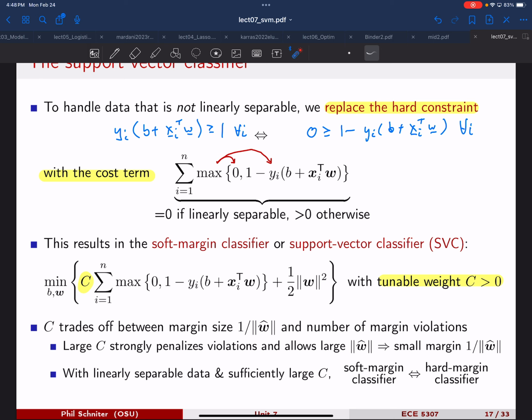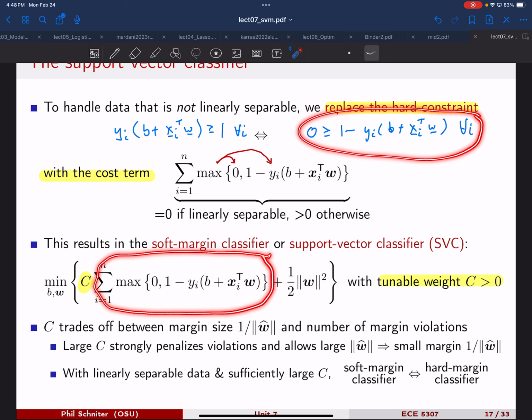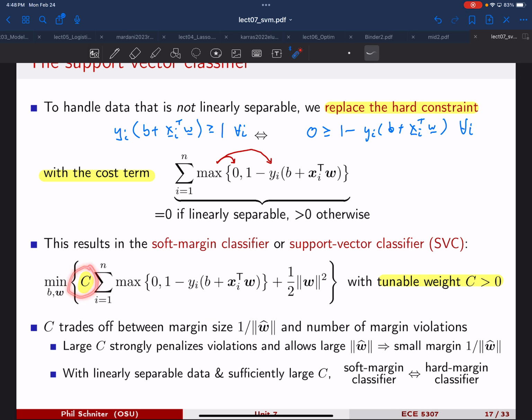And so basically, if C is large, it means that you really don't want to have any, what I call, violations in the margin. You don't want to have any of this stuff happening. If the data is linearly separable, this just measures how many times you violate this. If C is large, you'll be able to squash that down to 0, at which point you'll be satisfying this constraint, but then minimizing what remains. That's what happens if C is large.